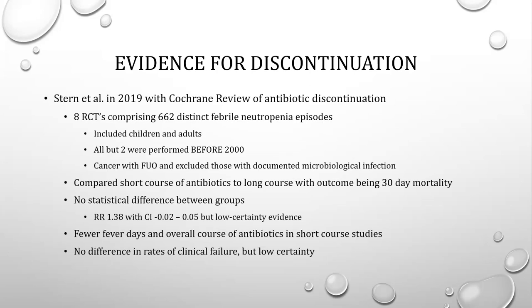So in 2019, Stern did a Cochrane review about antibiotic discontinuation. There were 8 randomized control studies comprising 662 distinct febrile neutropenia episodes. This included children and adults, and part of the issue is all but 2 of them were performed before 2000. Their patients were primarily cancer with fever of unknown origin and excluded those with documented microbiological infection.